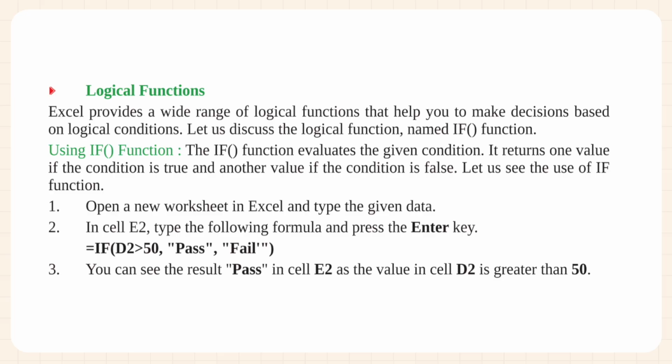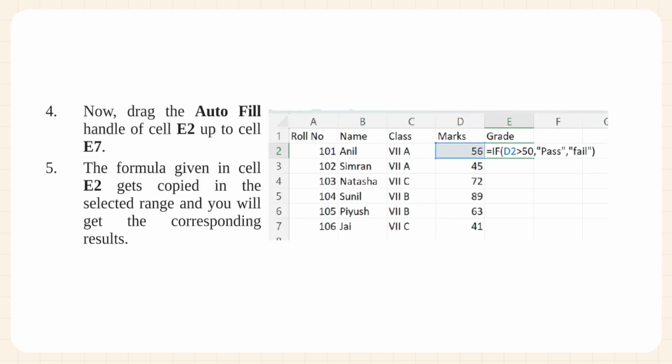Let us see the use of the IF function. 1. Open a new worksheet in Excel and type the given data. 2. In cell E2, type the following formula and press the Enter key: =IF(D2>50, "Pass", "Fail"). 3. You can see the result Pass in cell E2 as the value in cell D2 is greater than 50. 4. Now, drag the autofill handle of cell E2 up to cell E7. 5. The formula given in cell E2 gets copied in the selected range and you will get the corresponding results.